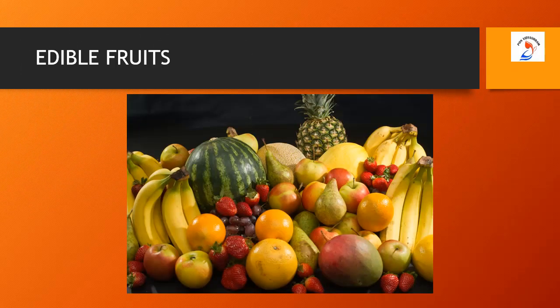Now, what do you see in the picture? We see a lot of fruits, children. Banana, grapes, strawberry, watermelon, pineapple. Okay, all these are edible fruits. They give us a lot of vitamins and minerals which help us to keep the body healthy.